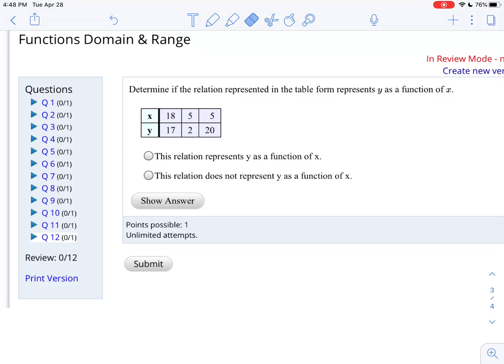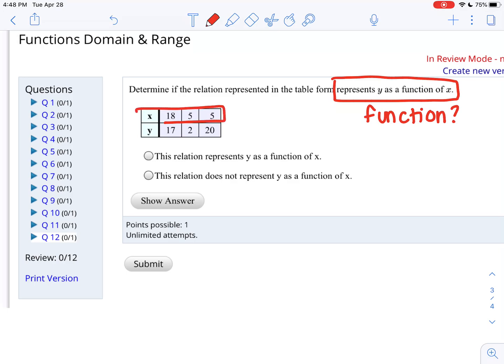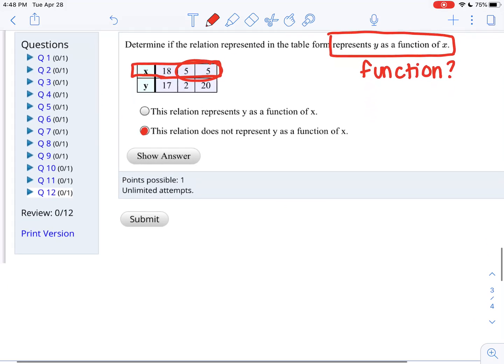Determine if the relation represented in the table form represents y as a function of x. Okay, this is a fancy way of saying, is it a function? So tell whether the numbers in the table represent a function. So do the x's repeat? That's all we care about. The x's repeat here, so it does not represent y as a function of x because it is not a function. If the x's repeat, it's not a function.